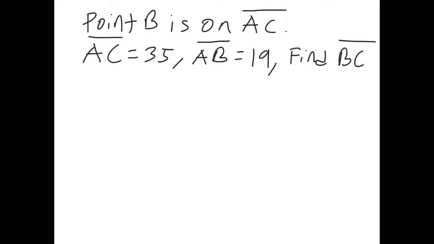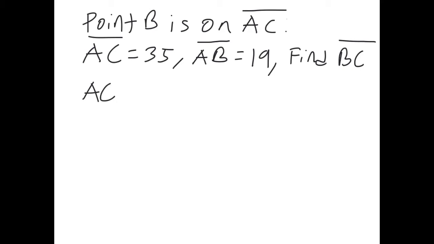Alright, so now in this problem we have point B is on line segment AC. So line segment AC is the entire line segment. Then we have line segment AC is 35, line segment AB is 19, and they want you to find line segment BC. So that means since AC is the whole thing, and AB is part of it, BC is the other part.